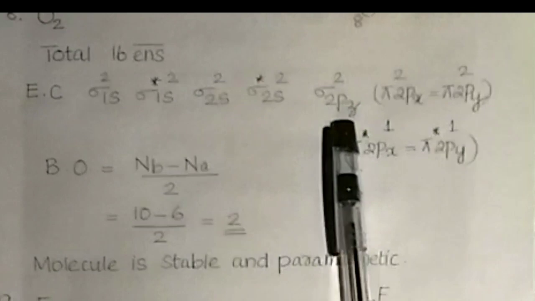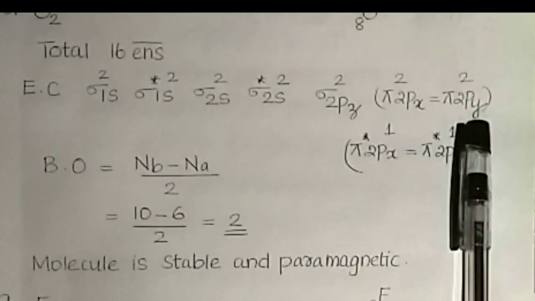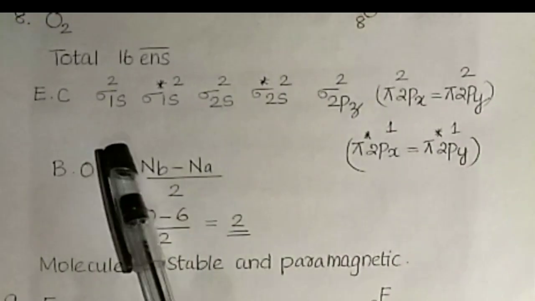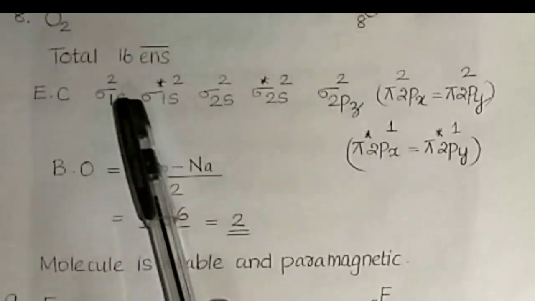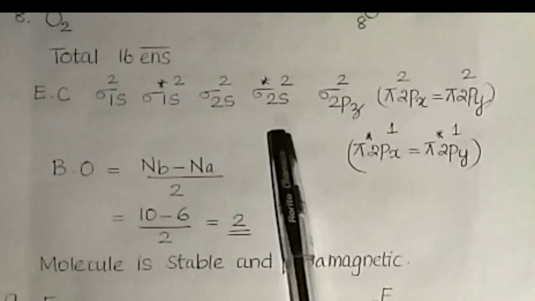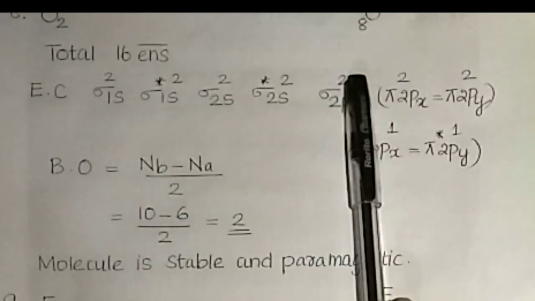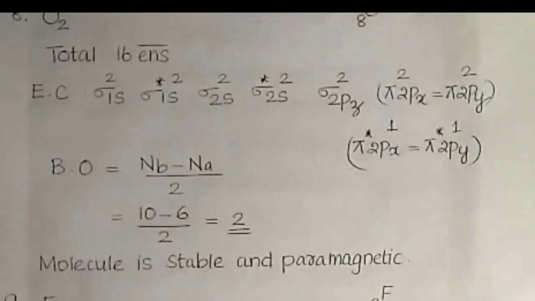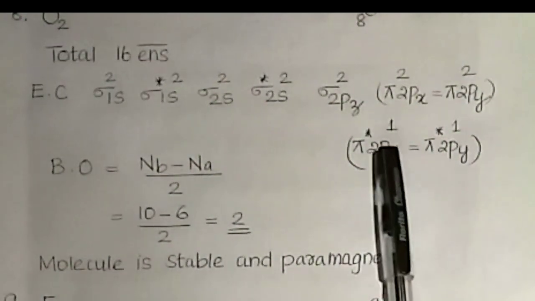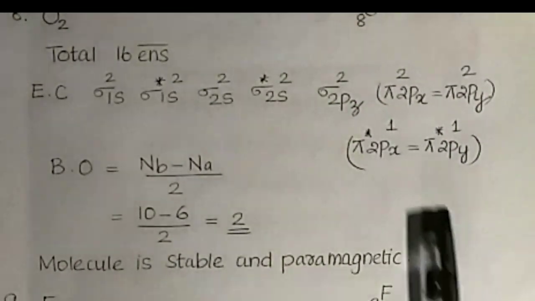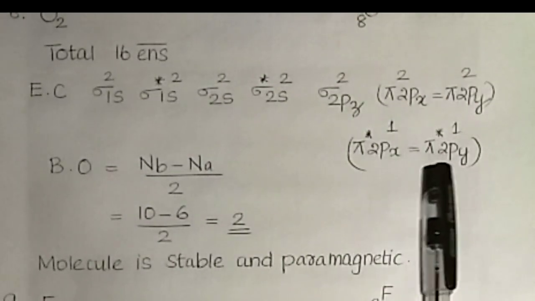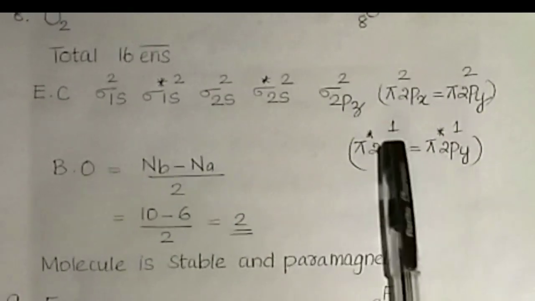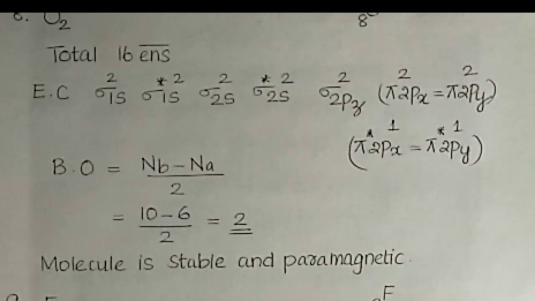First sigma 2pz is coming, then only pi 2px equals pi 2py is coming, because this is less energy compared to this one. So the electronic configuration is sigma 1s2, sigma star 1s2, sigma 2s2, sigma star 2s2, sigma 2pz2, then pi 2px equals pi 2py, both consisting of 2 electrons. Then the remaining 2 electrons are in our hand. The next molecular orbital is pi star 2px equals pi star 2py, so both have the same energy. So we give 1 electron to each of these 2 molecular orbitals.